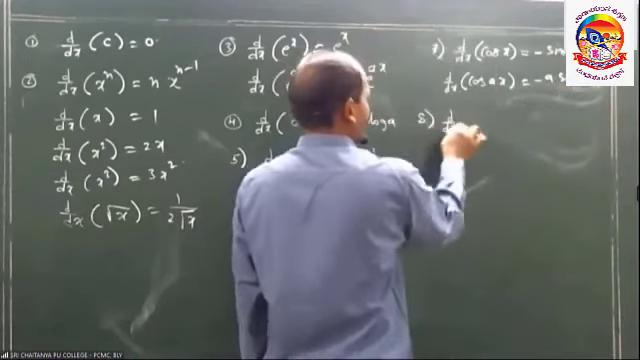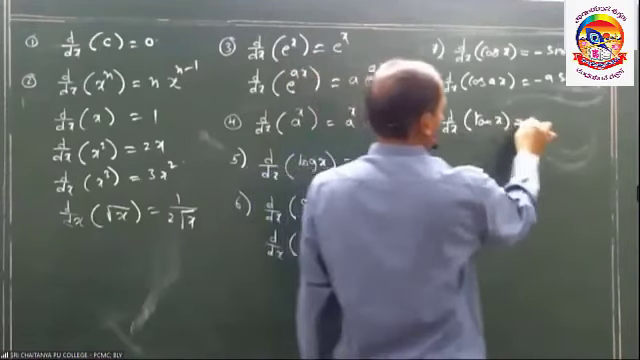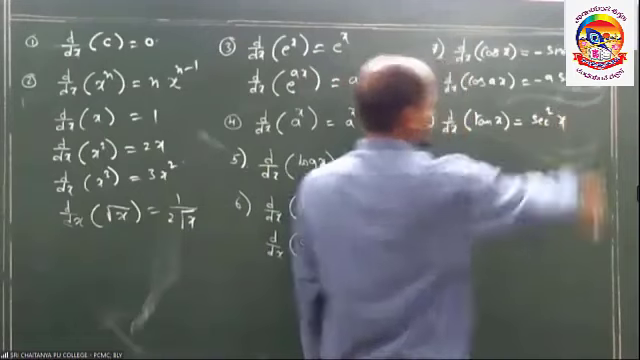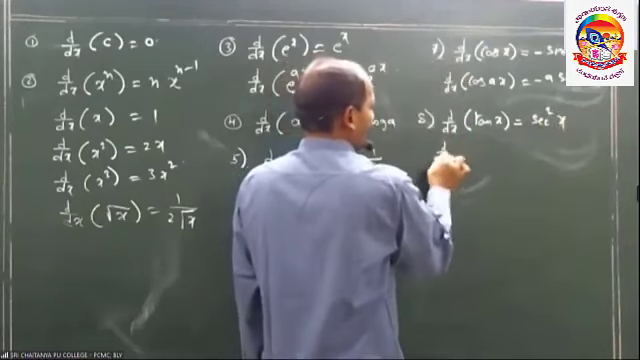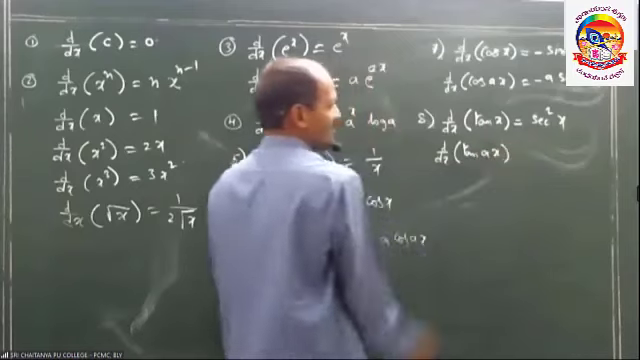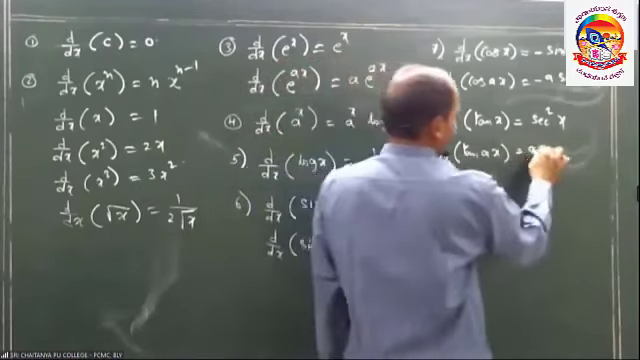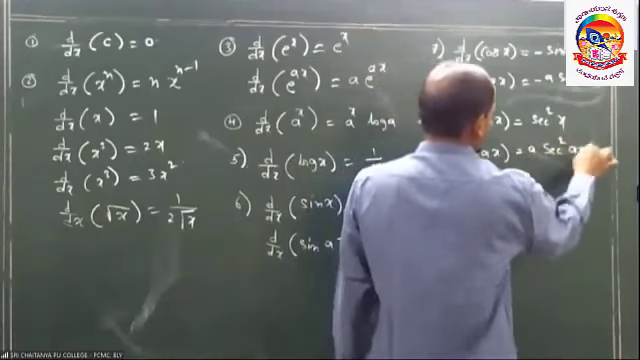Derivative of tan x. We know that the derivative of tan x is secant square x. Similarly, derivative of tan ax, where a is a constant, is a secant square ax.